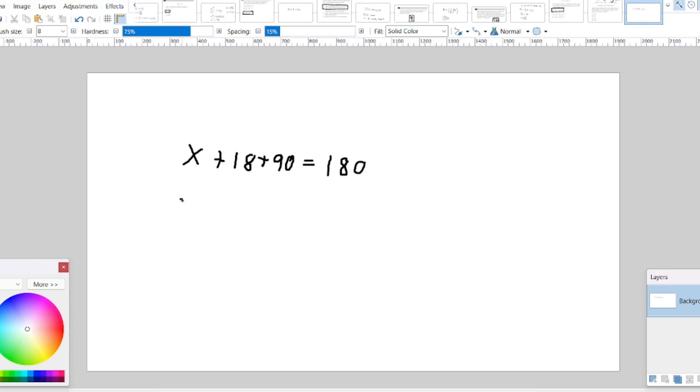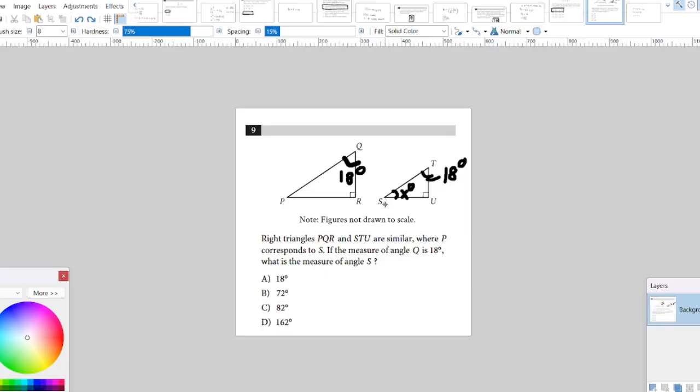First, let's subtract 90 from both sides. So we get x plus 18 is equal to 90, because 180 minus 90 is 90. And let's subtract 18. So 90 minus 18 is 72. So the answer to this question is that the corresponding angle, S, must have an angle of 72 degrees. Now, you might be wondering, that doesn't look like it's 72 degrees at all, and that's what this part is here for. Figures are not drawn to scale. That effectively means that the image you see here is not representative of what it would actually look like if you were to make a shape that looked like that.